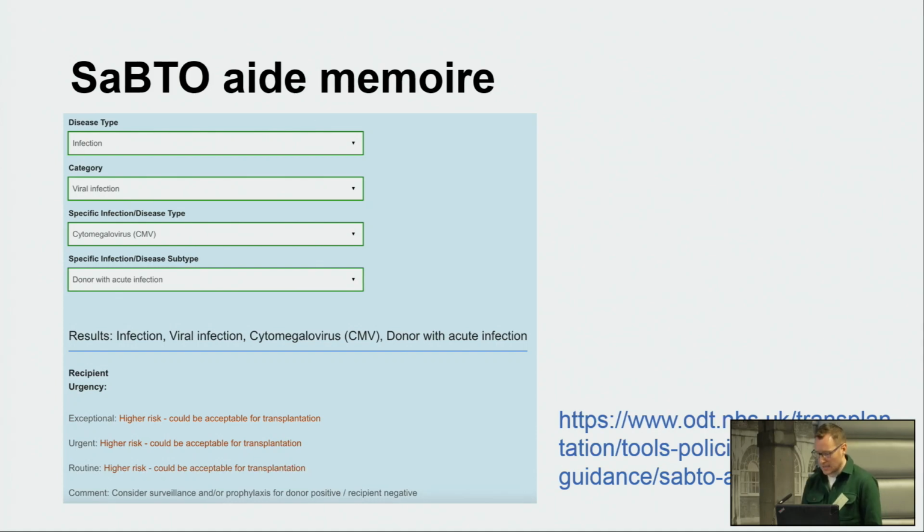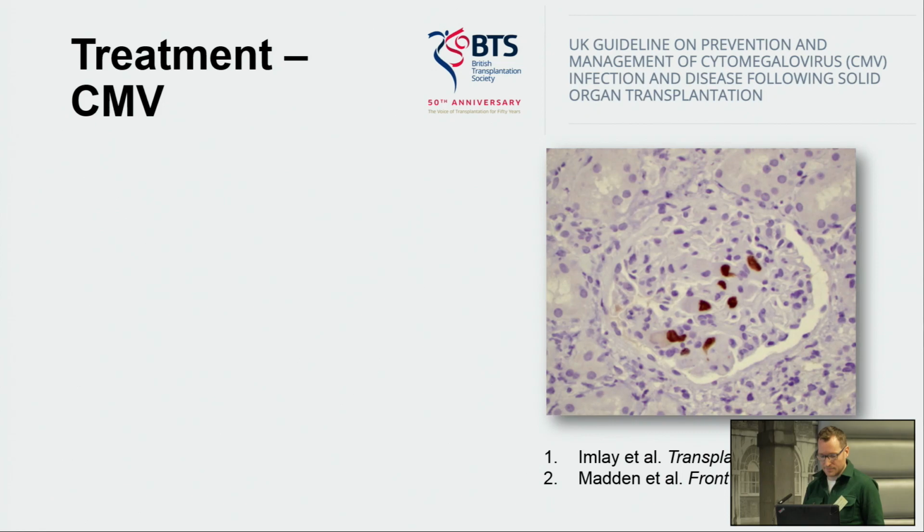And this, Chris Callahan just mentioned yesterday, the SaBTO memoir, which can be quite useful when you're taking phone calls for donor kidneys, not just from a cancer point of view, which you mentioned yesterday, but from an infection point of view as well. The example here is I've used CMV in a donor with acute infection, and it gives you an indication of the kind of risk of accepting that organ. That could be quite useful, and that's available on the ODT website.